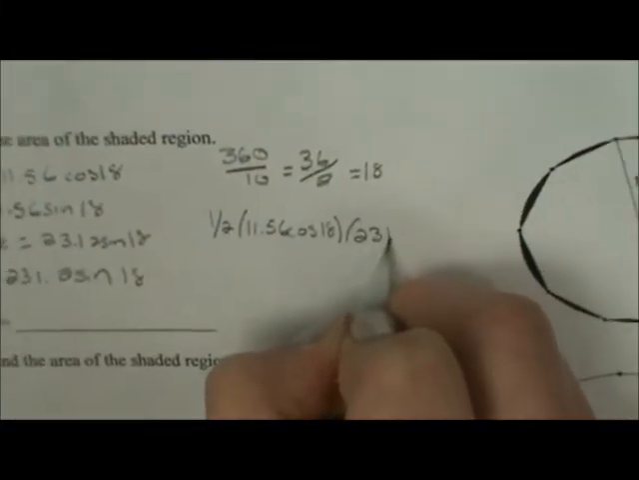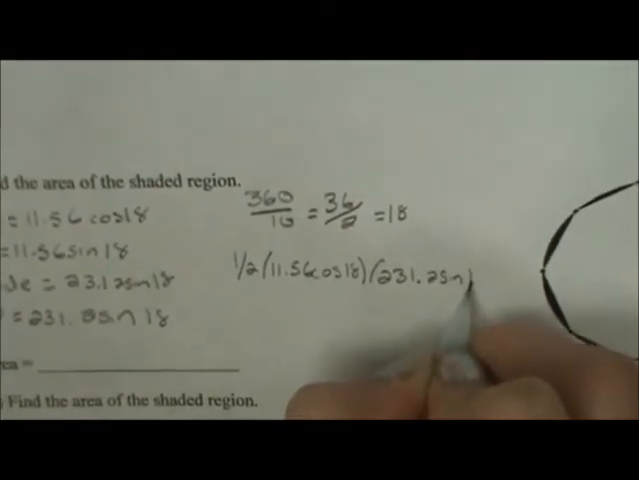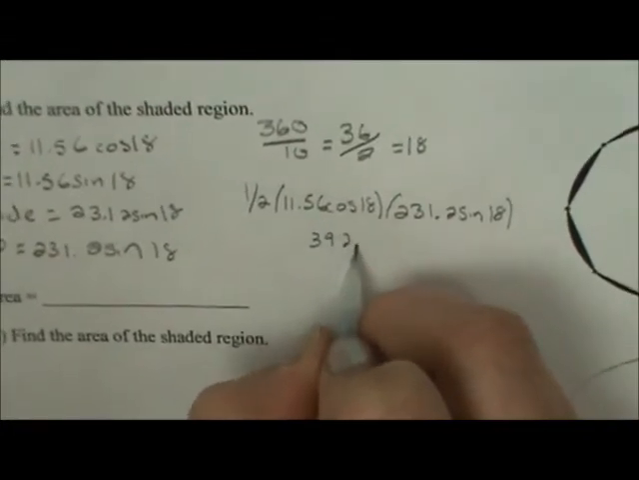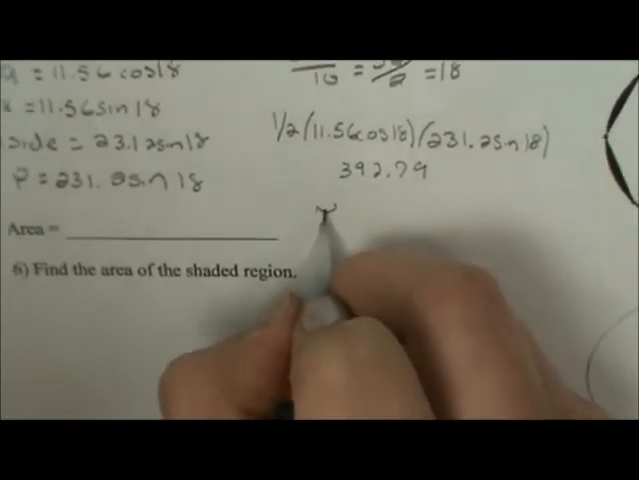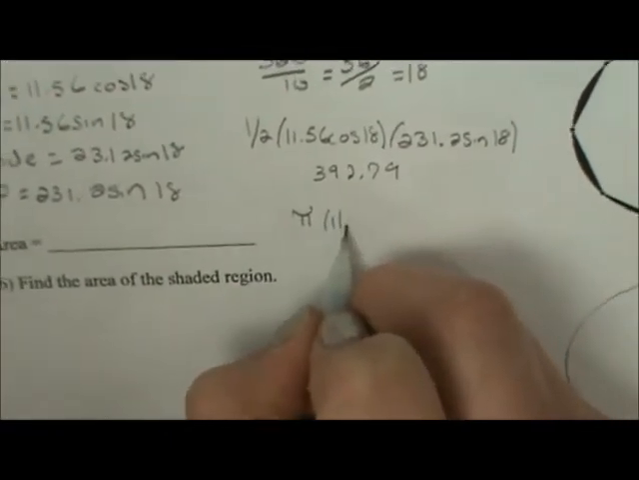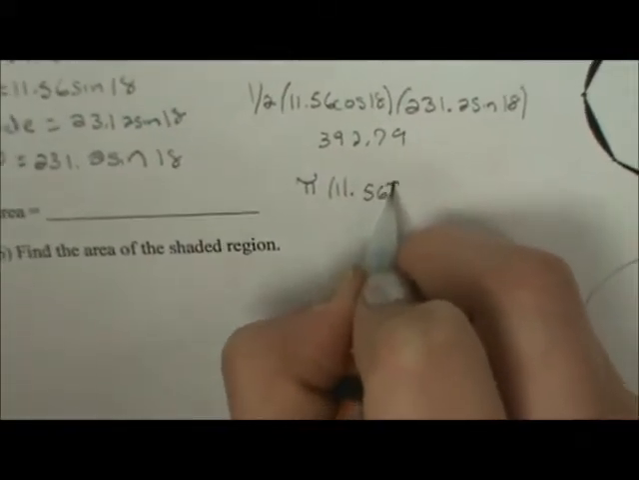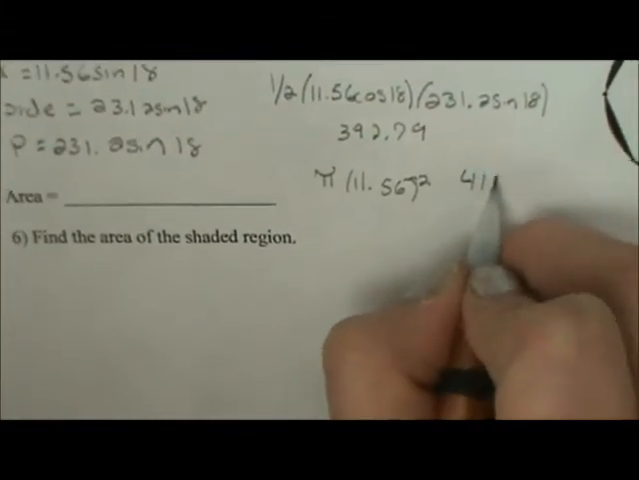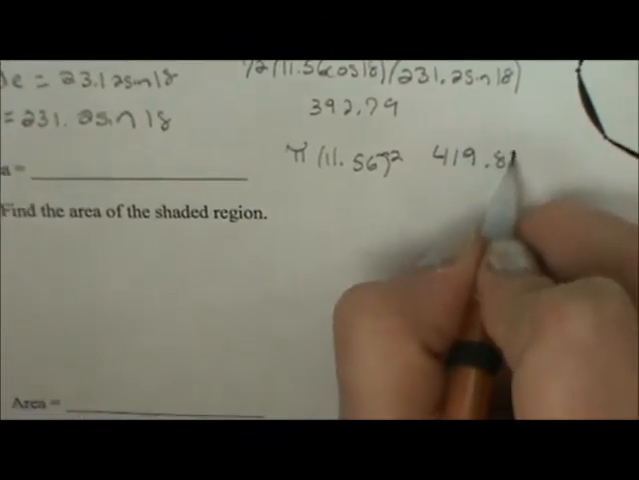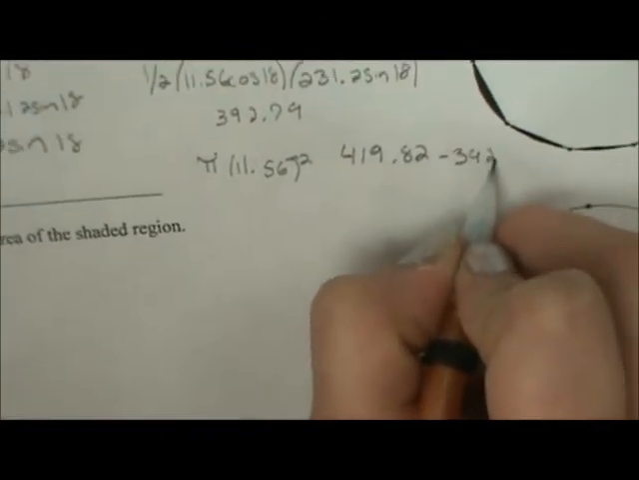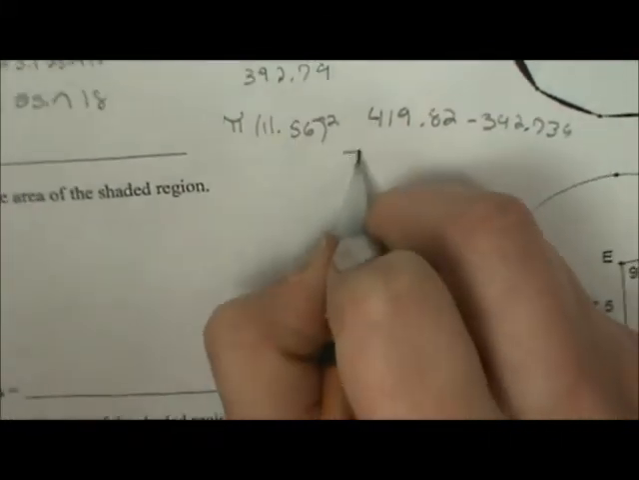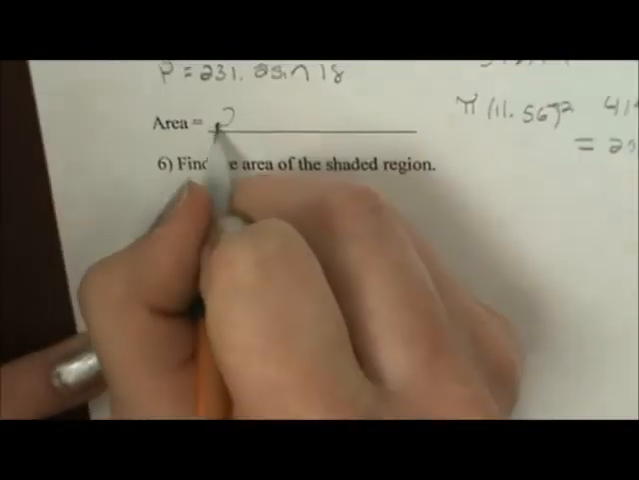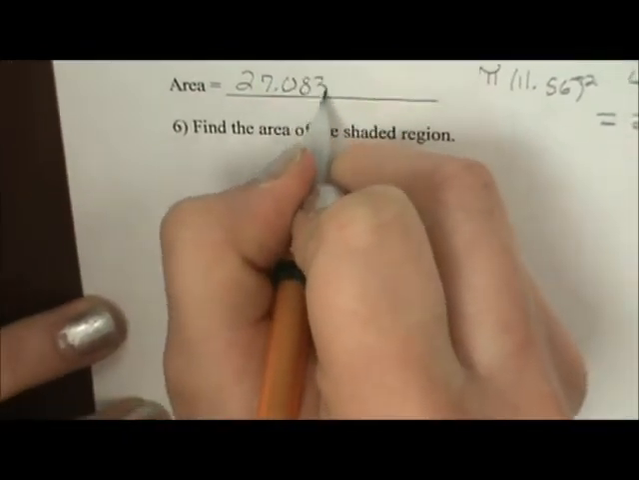So then the area equals half times 11.56 cosine 18 times 231.2 sine 18. And you have 392.79, and then you have pi times 11.56 squared. So you have 419.82 minus 342.73, and that equals 27.083.